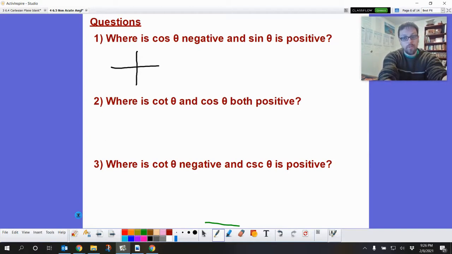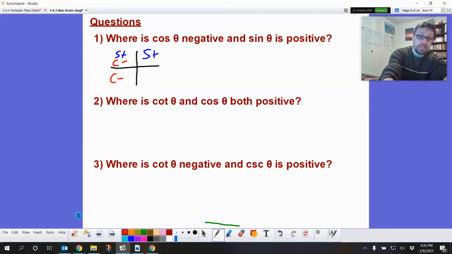I need to know where cosine is negative. So I know that cosine is positive in the first quadrant because everybody's positive there. In fact, let's do sine. So here sine is positive, and here sine is positive. In the third quadrant, cosine is negative. In the fourth quadrant, cosine is positive. Cosine is also negative here, since in the second quadrant, sine is the only one that's positive. So here's the thing that we're looking for, where sine is positive and cosine is negative. So this would be quadrant 2.